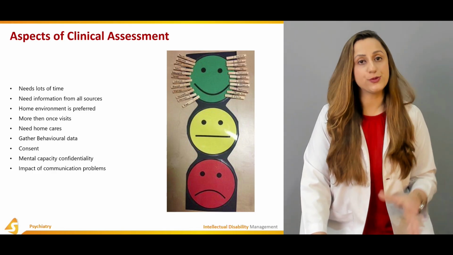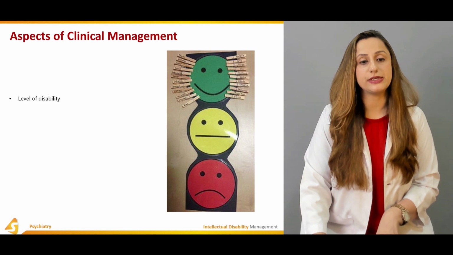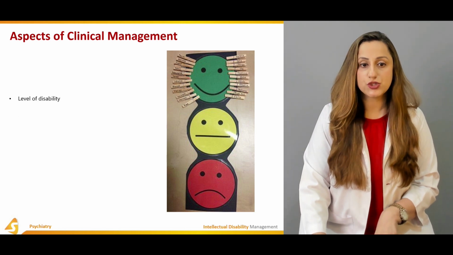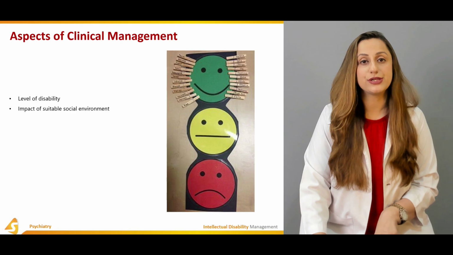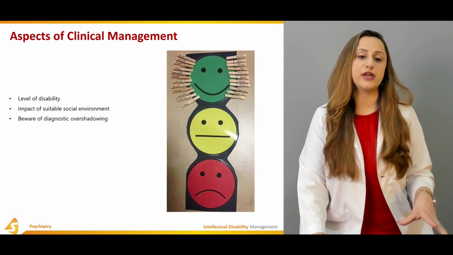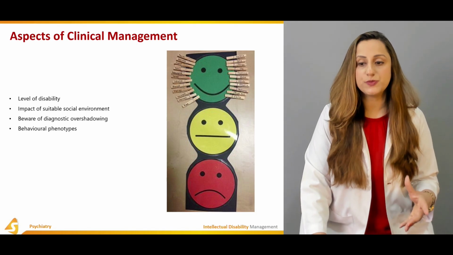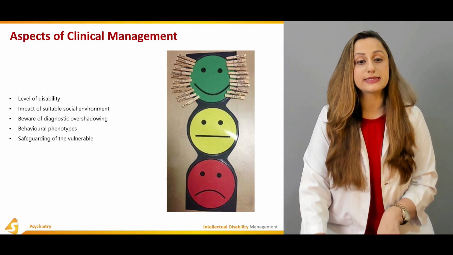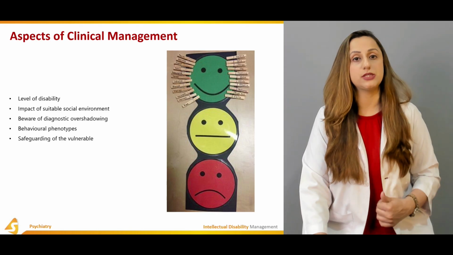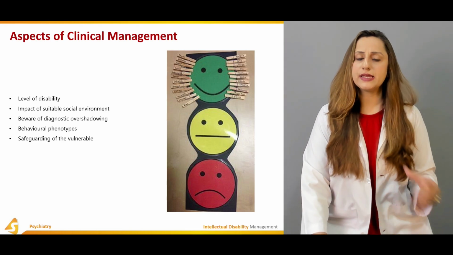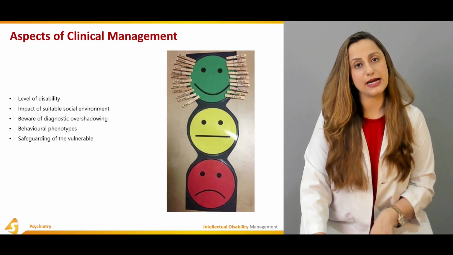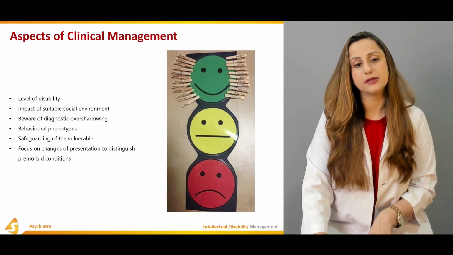The impact of the communication problems is very important over here. The level of disability should be assessed, the impact of a suitable social environment should be assessed, and one should be aware of diagnostic overshadowing. The behavioral phenotypes should be categorized as well in these individuals, along with safeguarding of vulnerable individuals. For example, if an individual is already suffering from a psychiatric comorbidity, he is more vulnerable.